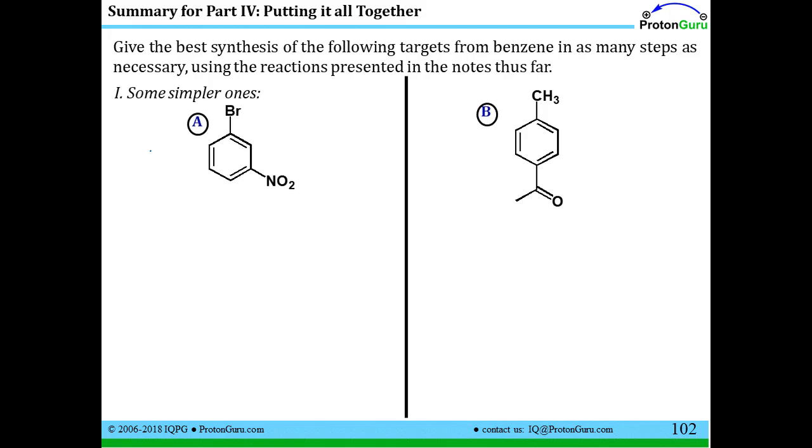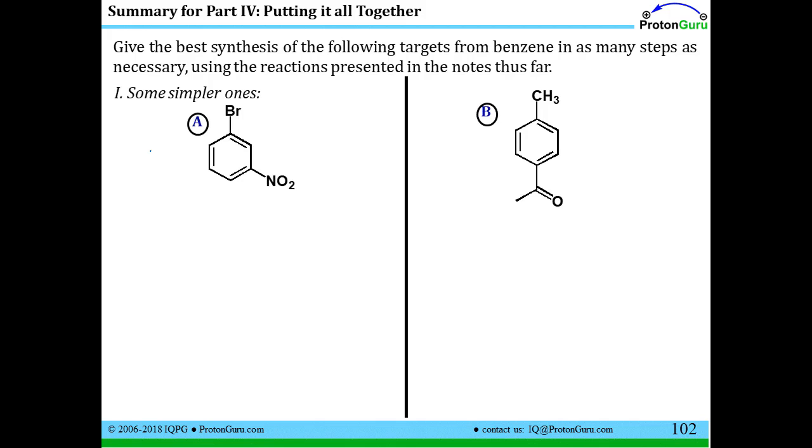So now that we've seen all these different reactions for placing groups on benzene and replacing those groups or changing those groups after they're placed on the benzene, we can now start to design our own synthetic pathways to complicated molecules that take more than one step. I'm going to start out by showing you how to design syntheses for two relatively simple molecules here.